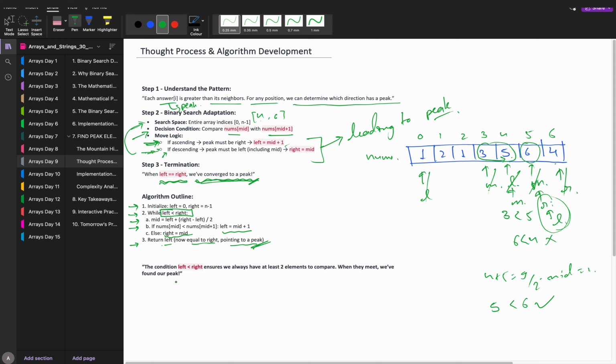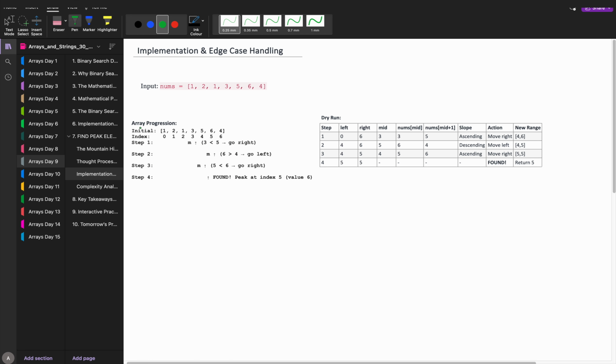That's all. So the condition left less than right ensures we always have at least two elements to compare. That's what I was talking about. If both your pointers have reached only one item, then you can't do any more comparisons. That's why you need to terminate it, and termination would be done when left is equal to right. Till left is less than right, you have two pointers pointing to two different items. That's why you always have at least two items to compare. So when they meet, we have found our peak. It was quite intuitive. That's how it works.